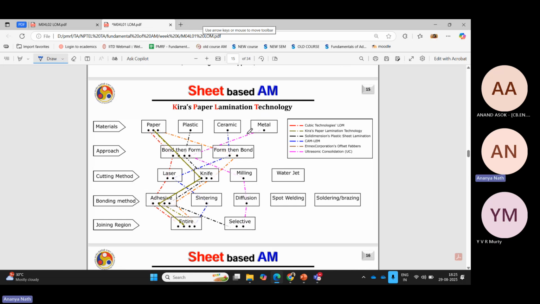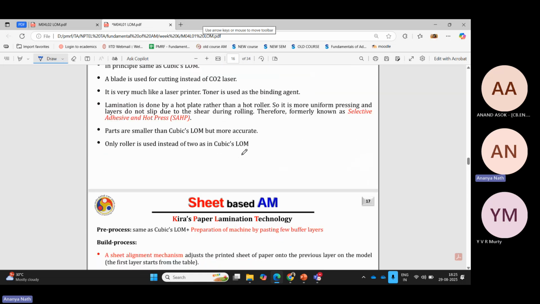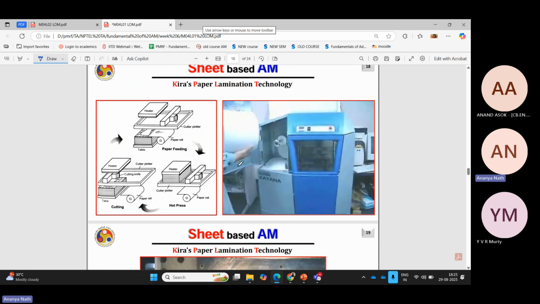Next comes Kira's paper lamination technology. There you are using paper, then bond and form, knife, adhesive, and so on. So again, the principle is the same, but here you are just cutting the paper with a knife.